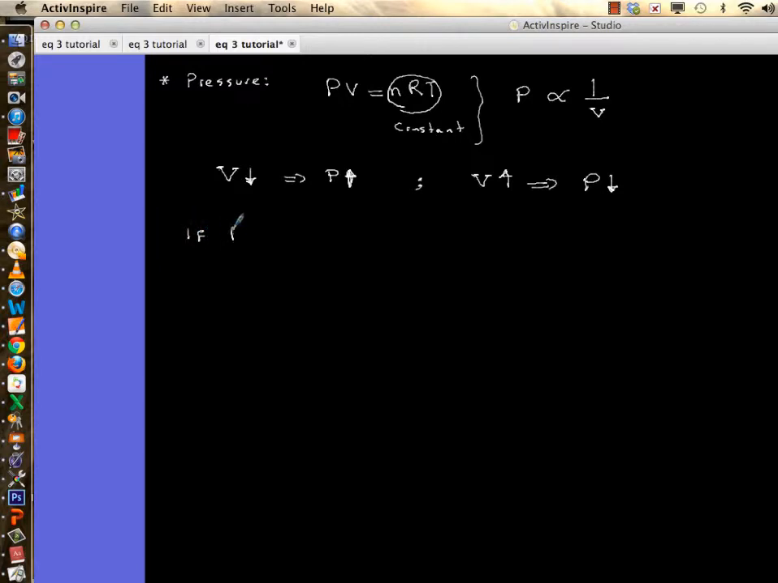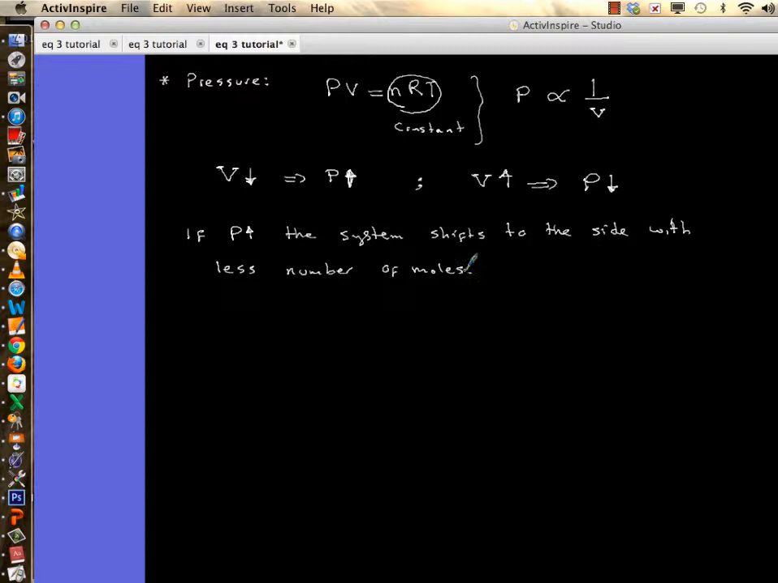Now for a system at equilibrium, if pressure increases, the system shifts to the side with less number of moles.